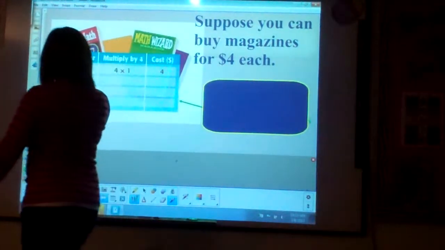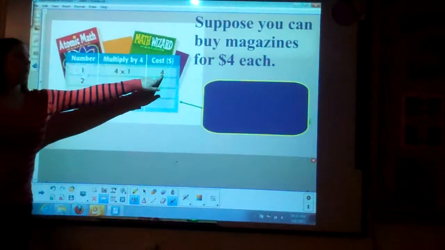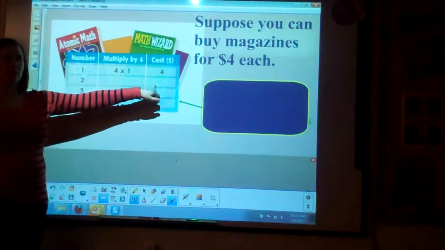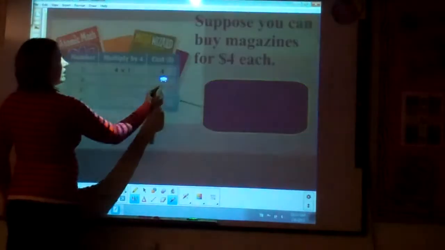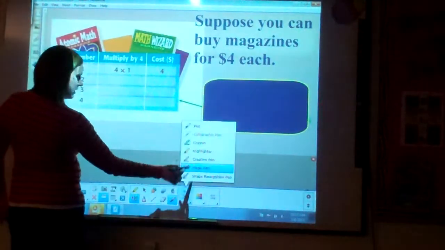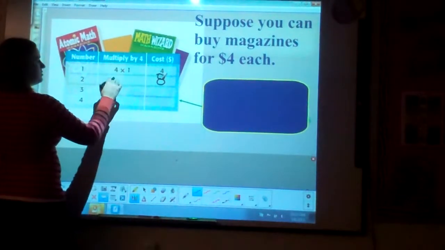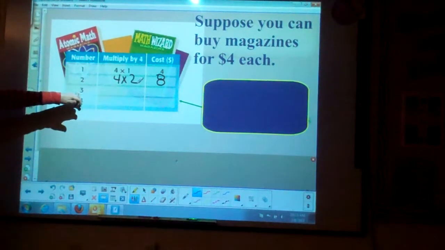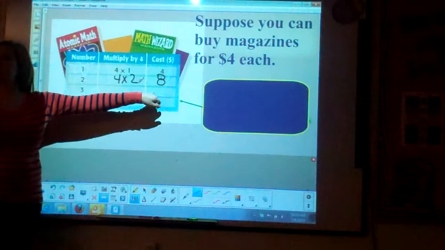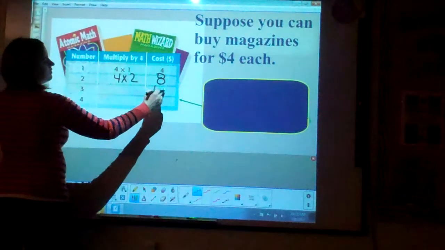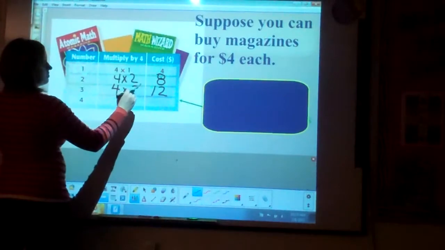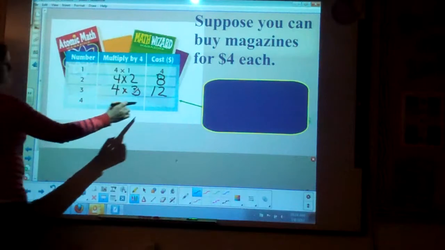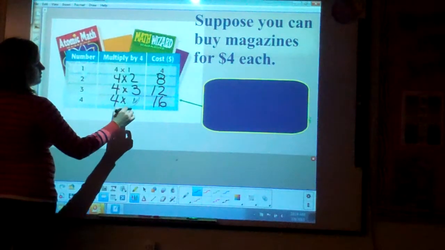So if you bought one magazine, how much are you going to pay? $4. If you bought two magazines, how much are you going to pay? $8. And how did you get that $8? 4 times 2, which is 8. If you buy 3 magazines, how much are you going to pay? $12, because it's 4 times 3. And if you buy 4 magazines, 16, because it is 4 times 4.